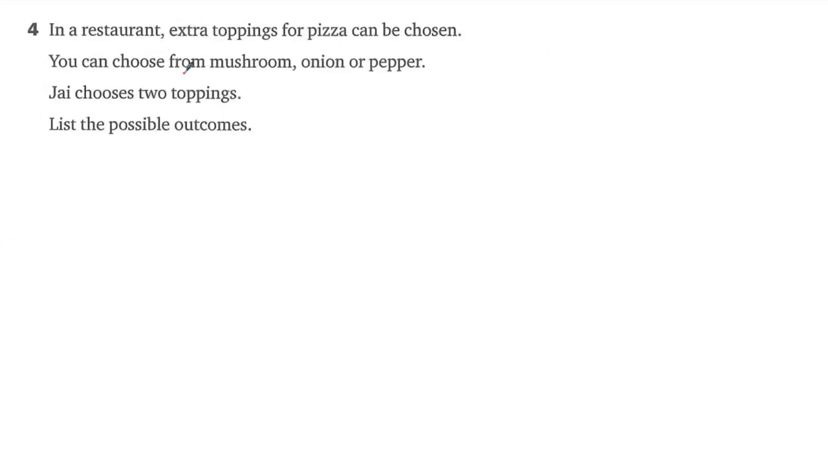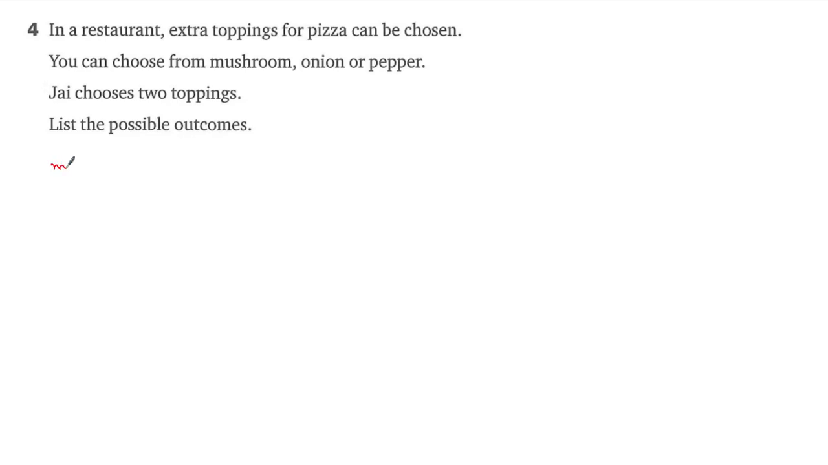In a restaurant, extra toppings for pizza can be chosen. You can choose from mushrooms, onions, or pepper. Jai chooses two toppings. List the possible outcomes. Alright, so if you choose toppings for pizza, you need to know that the order does not matter. So mushroom and onion is the same as onion and mushroom. So what is the list of possible outcomes? Well, this is the list.